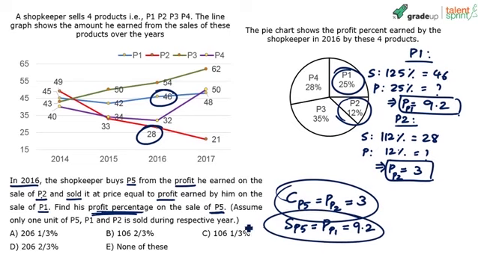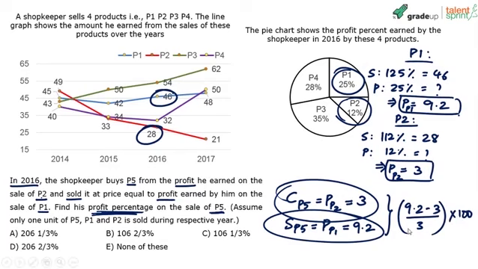Now you know the cost price of product 5. You also know the selling price of product 5. What is he asking us to find out? Profit percentage. Profit percentage will be equal to profit by cost price. What is the profit? Profit is equal to 6.2. Selling price is 9.2. Cost price is 3. So 9.2 minus 3 by 3 into 100.